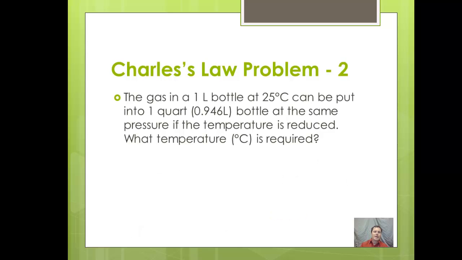It says the gas in a 1 liter bottle at 25 degrees Celsius can be put into a 1 quart, which is 0.946 liter bottle, at the same pressure if the temperature is reduced. So what is the temperature in Celsius required to do this? They're going to ask at the end, we want temperature, but we want it in Celsius. So we're going to have to convert from Celsius to Kelvin, and then back from Kelvin to Celsius for our final answer. So we're using this equation again.